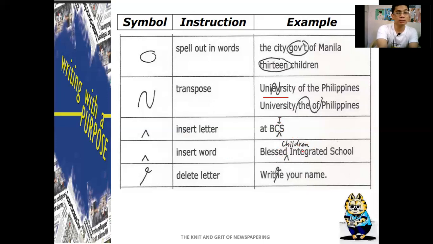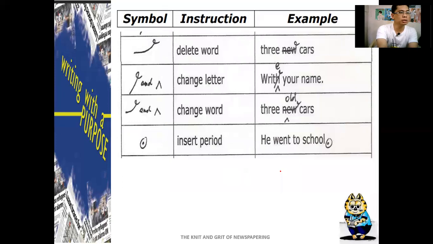There are some instances when we have too many letters and we want to delete them, or we want to delete words. So if you would like to delete a letter, use this symbol. Okay? And the same symbol is used if you would like to delete a word, as you can see in our example here. Let's say you want to delete and replace a letter. Here's what you do: erase first, use the symbol for deleting a letter, and then use the symbol for inserting a letter or a word.